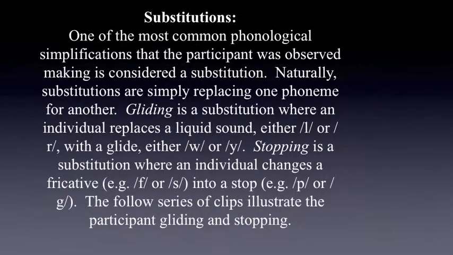One of the most common phonological simplifications that the participant was observed making is considered a substitution. Naturally, substitutions are simply replacing one phoneme for another. Gliding is a substitution where an individual replaces a liquid sound, either la or ra, with a glide, either wa or ya. Stopping is a substitution where an individual changes a fricative into a stop. The following series of clips illustrate the participant gliding and stopping.